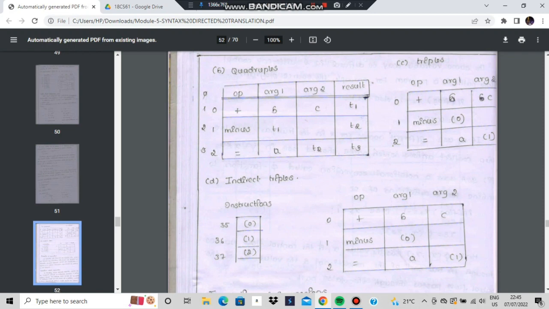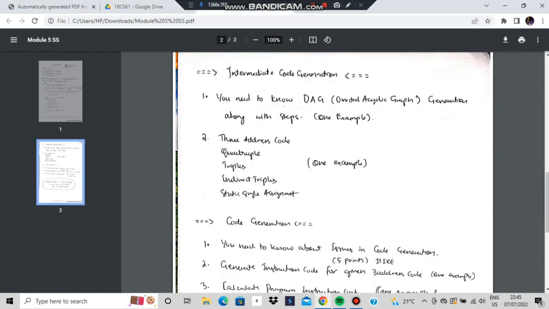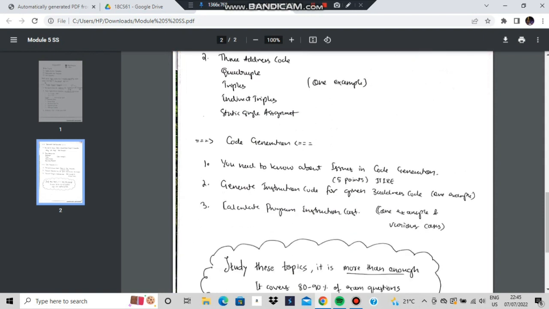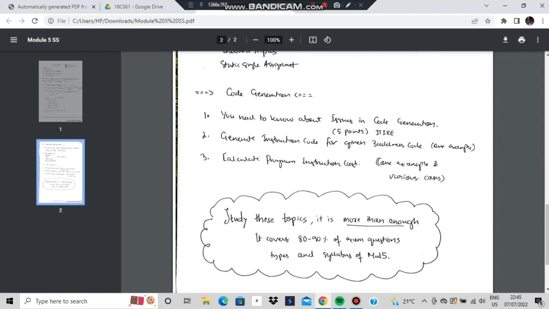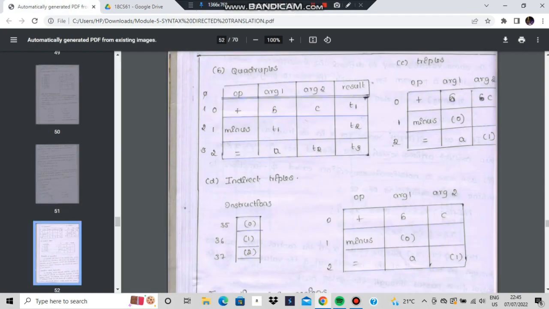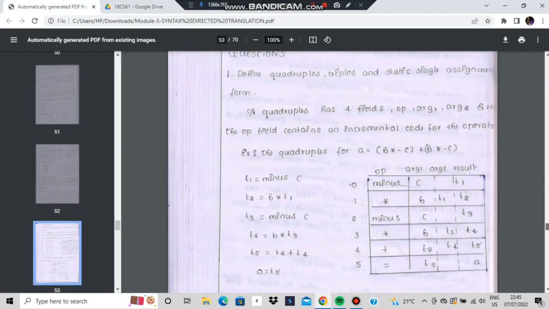Okay, so that's what is there in the second chapter, and that's mostly all that can be asked in the second chapter. Let's move on to the third chapter, which is our last chapter, code generation. Here you need to know a theoretical concept, which is issues in code generation, and you have to remember ITIRE. That's just the initials of the things you're going to remember. So let's move to that part.